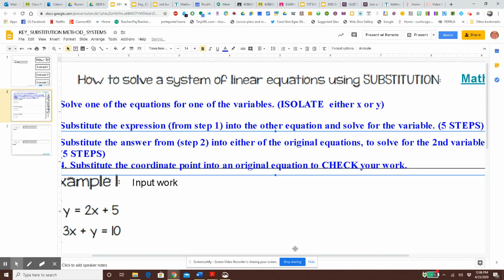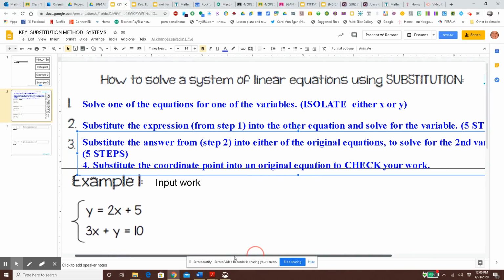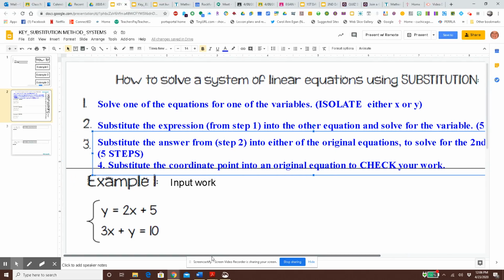so it all fits. Okay, so step 1, we isolate one of the variables in the equation. Step 2, we're going to take that information, variable on one side, the expression is on the other. We're going to take that expression and substitute it into the other equation, and we're going to solve using our 5 steps for solving equations.